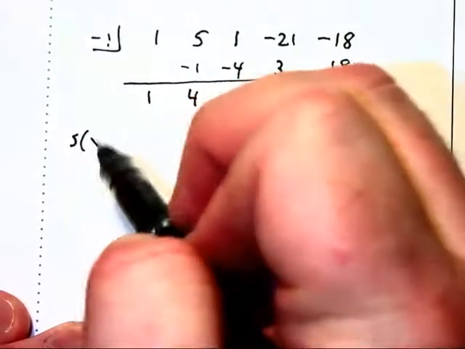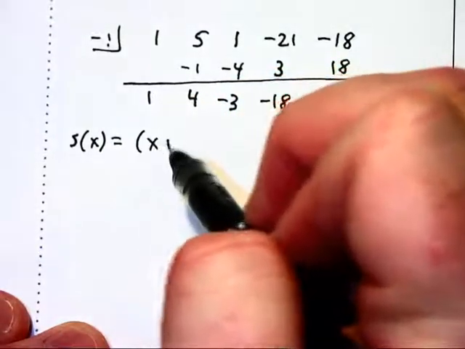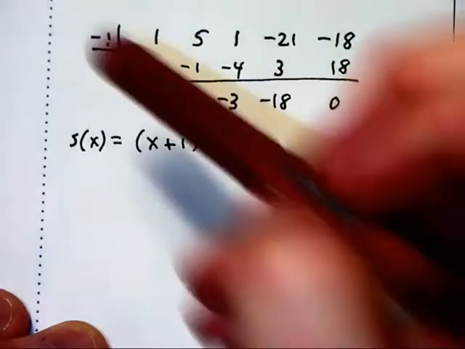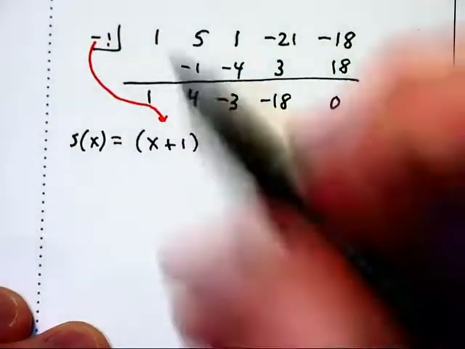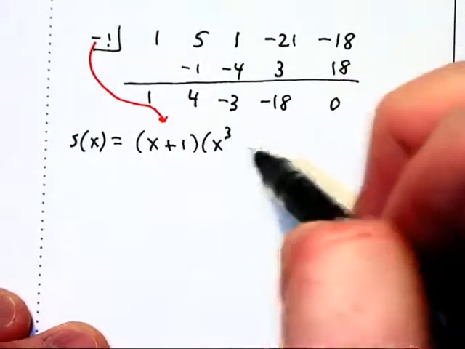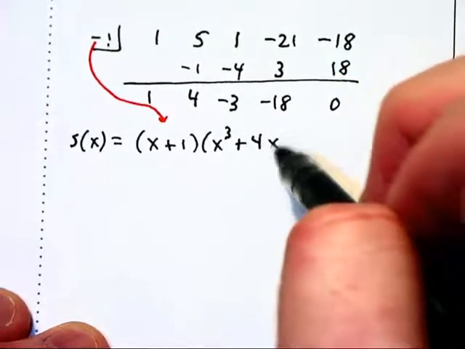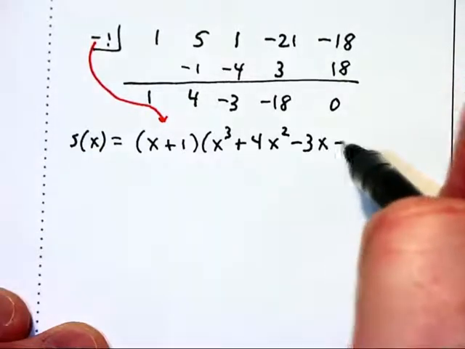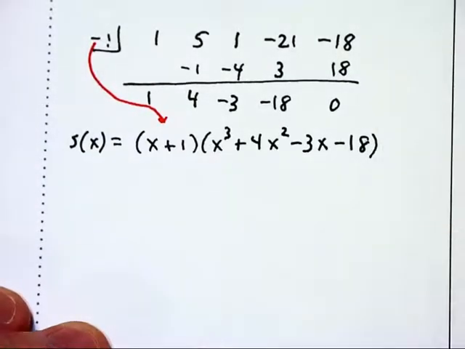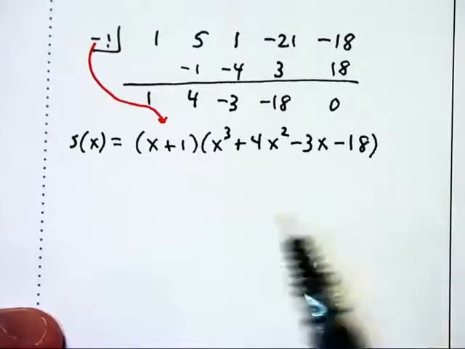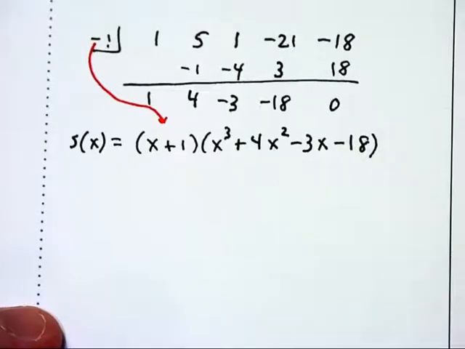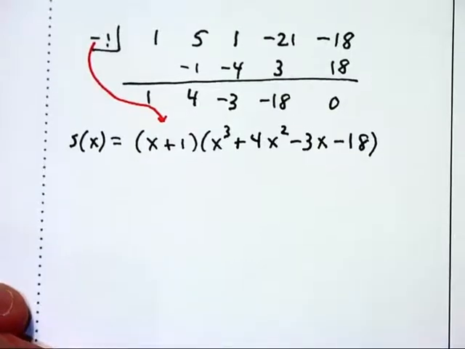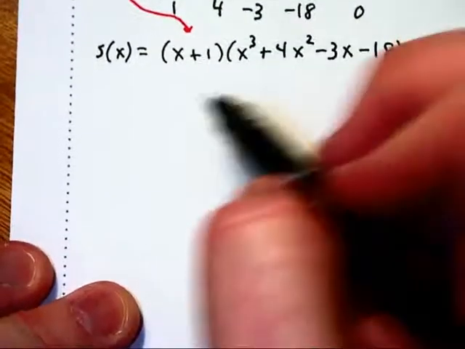So s of x can now be written as x plus 1, that's changing the sign from the negative 1 that we just had there, times, next parentheses, x to the third plus 4x squared minus 3x minus 18. Now we keep factoring again. We know that 1 won't work. Negative 1, let's try it again. If we change these two signs and add, that's not going to work. So we need to continue on with our synthetic division, and it's time now to try some more numbers.